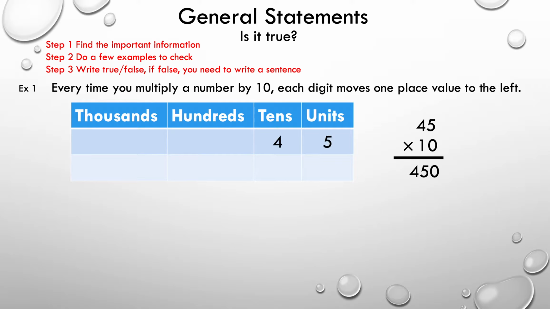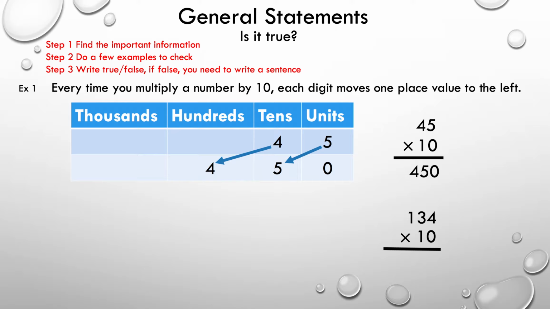And here's the place value chart. Let's put 45 in there. Let's start with the digit of 0 and work our way left. So now we can realize that the 5 went from the units to the tens, and the 4 went from the tens to the hundreds. So in this case, it is true, but we need more examples to prove it is true. So let's do one more because that's all we have room for.